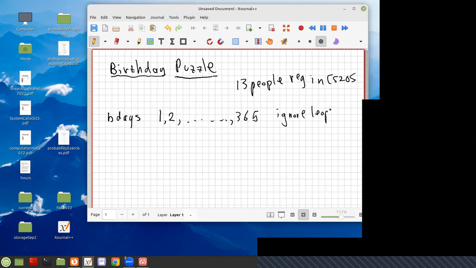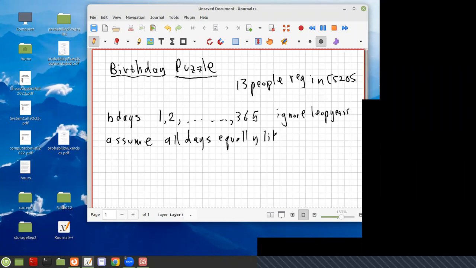So we can ignore leap years. There's a leap year every 4 years, though not completely every 4 years, because there are special cases. In a leap year you have an extra day in February, so there might be 366 days. But we're just going to ignore that. So consider people whose birthday is one of the numbers 1 through 365. We're going to assume, and this is actually incorrect, that all days are equally likely for a birthday.